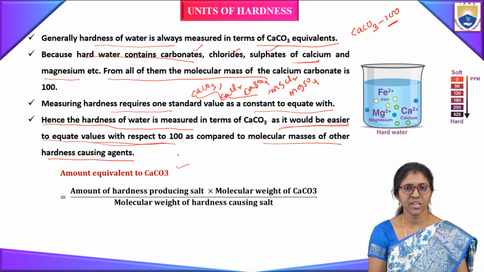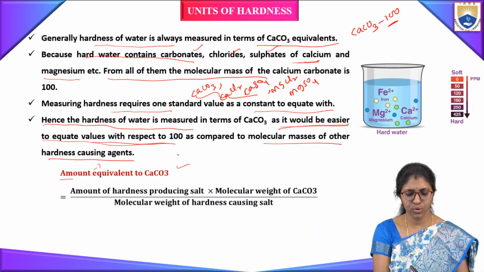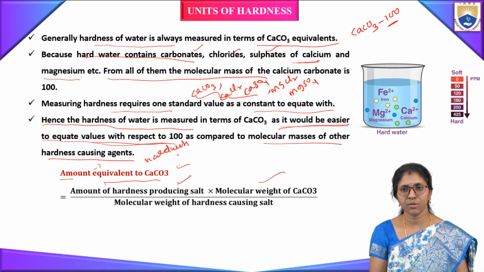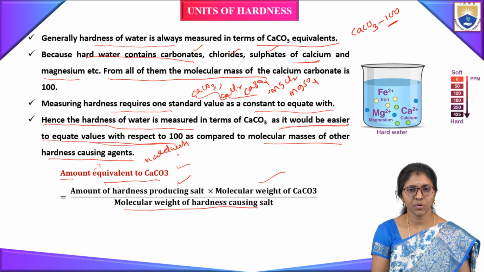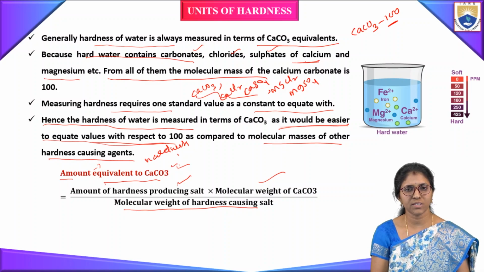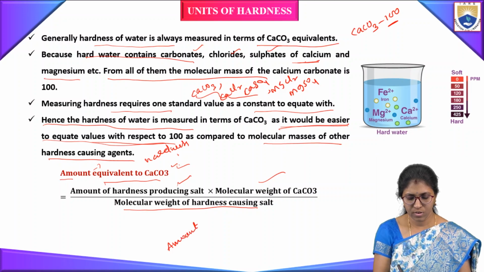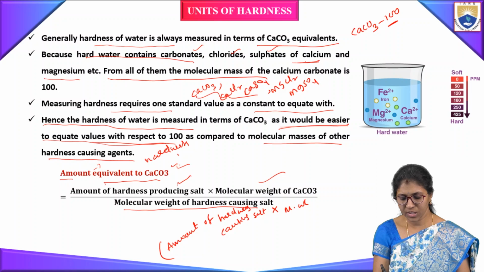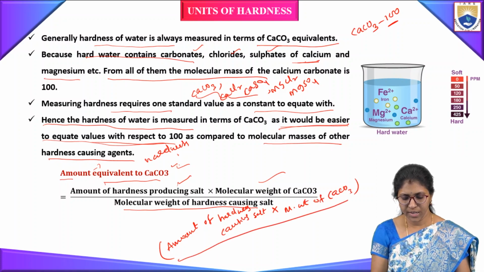The formula for the amount of hardness causing salt in terms of calcium carbonate equivalence is: the amount of hardness causing salt, multiplied by the molecular weight of calcium carbonate, divided by the molecular weight of the hardness causing salt.